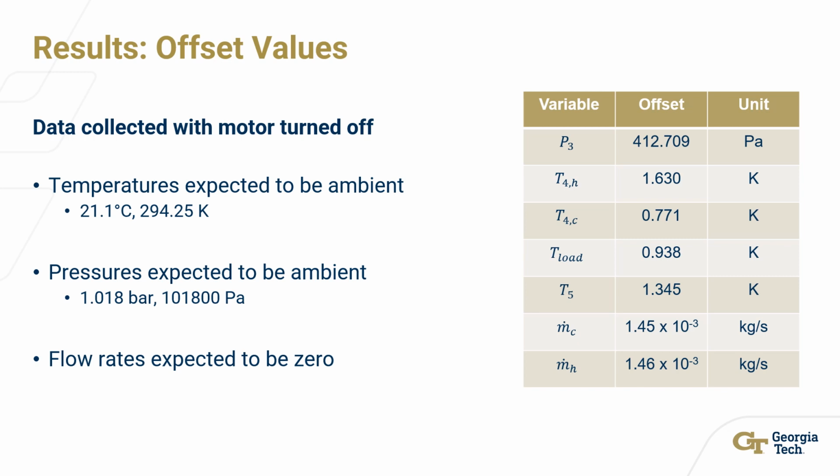First, to calculate offsets, the ambient conditions and ambient sensor values must be known. At ambient conditions, the temperature should be 21.1 degrees Celsius, pressure should be 1.018 bar, and mass flow rates should be 0. The ambient sensor readings were determined with the compressor turned off, and the known ambient values were subtracted from these readings in order to determine the offsets, which are shown in the table below. Subscripts C denote the cold stream, subscripts H denote the hot stream, and numerical subscripts denote the station number.